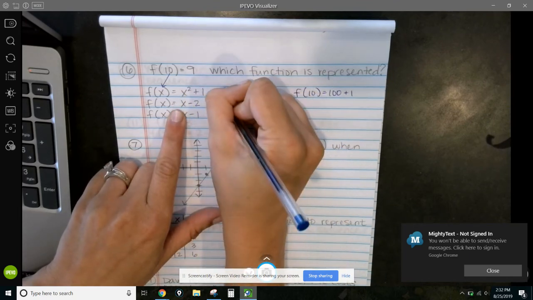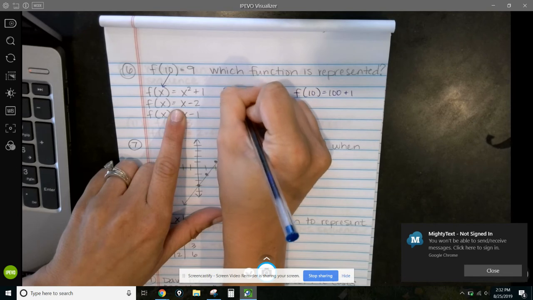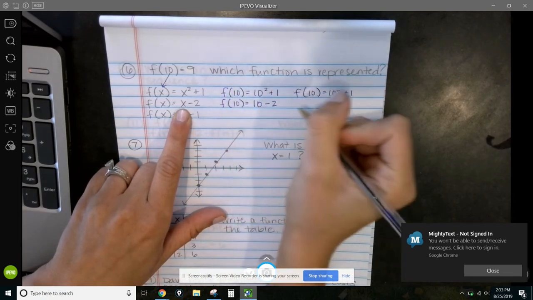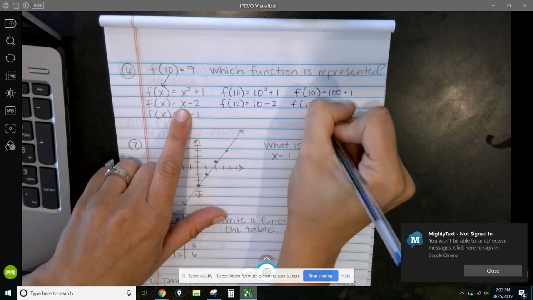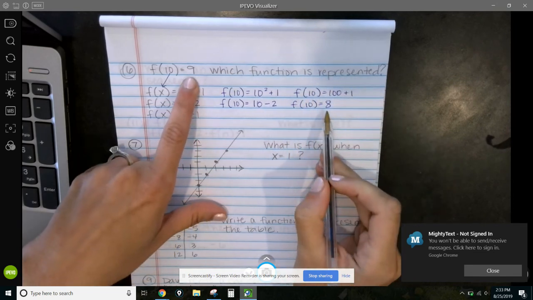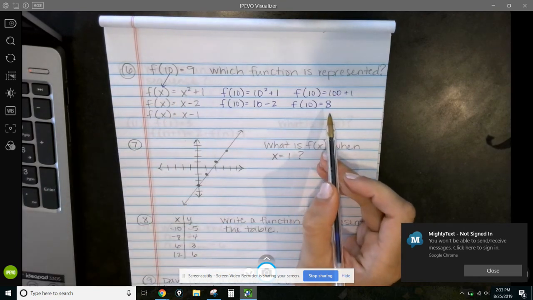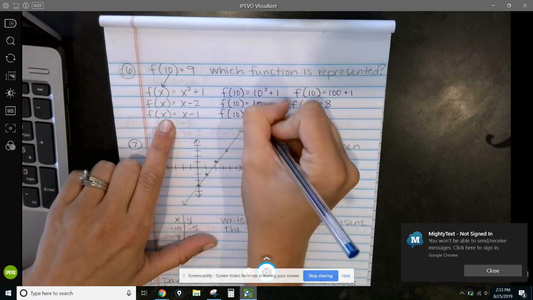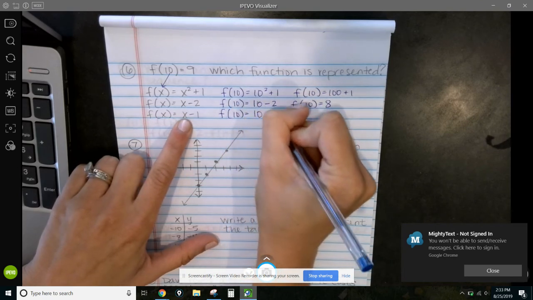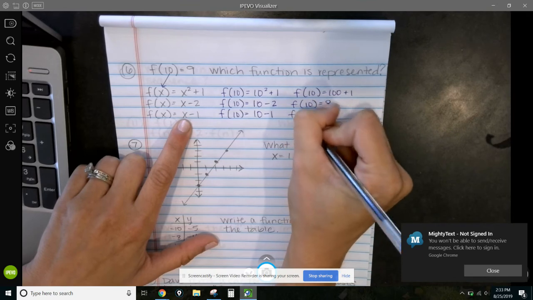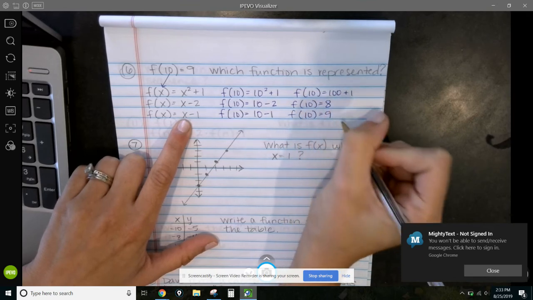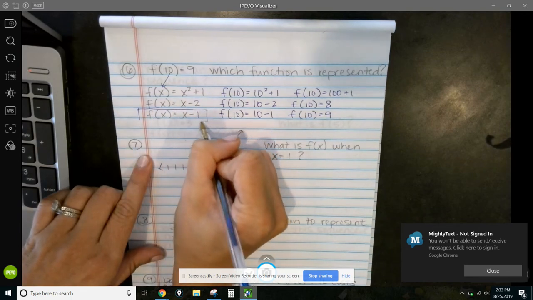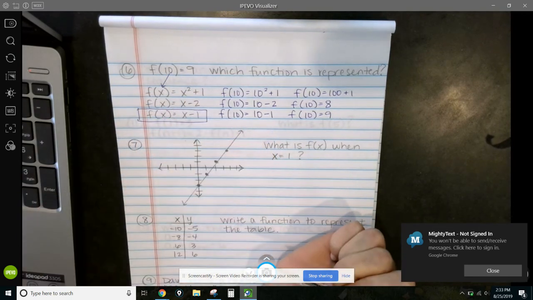If I go down here and I try to plug in that 10, f of 10 equals, I would replace this x with a 10. So 10 minus 2. So f of 10 equals 8. Nope, I need f of 10 to equal 9. So I'm going to try this last one. F of 10 equals, again, I'm replacing this x with 10. 10 minus 1. So f of 10 equals 9. Yay, that's what I wanted, f of 10 to equal 9. So this would be the function that was represented by the given information.